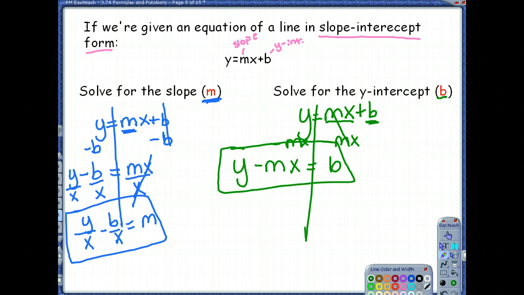I already have the b by itself. You'll know you're done when the variable that they tell you to get by itself is all the way by itself on that side of the equal sign.